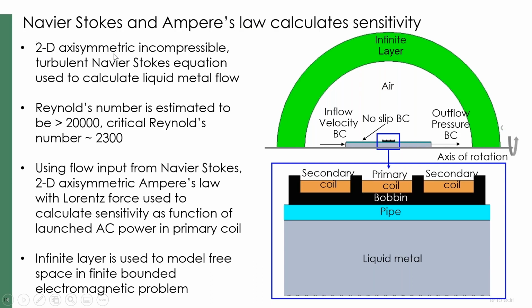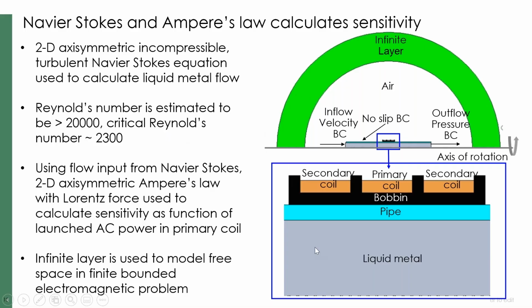We choose a 2D axisymmetric geometry here. For the Navier-Stokes, we assume that it's incompressible and turbulent. I would note that the Reynolds number is estimated to be greater than 20,000. The critical Reynolds number is about 2,300 to transition from laminar to turbulent in a circular pipe.